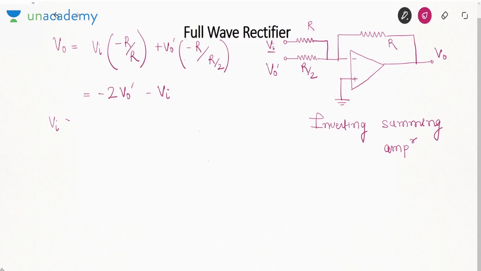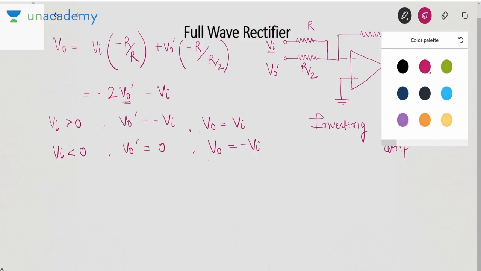Now when Vi is greater than 0, V naught dash is minus Vi. So what is V naught? If you substitute, minus Vi, minus minus plus, 2 Vi minus Vi is Vi. When Vi is less than 0, V naught dash is 0. So V naught will be minus Vi.